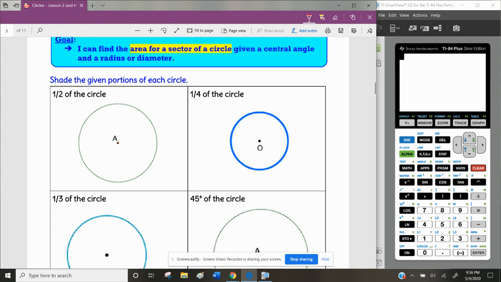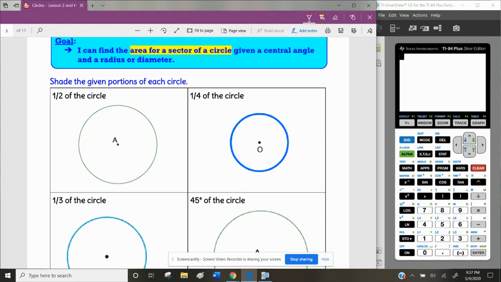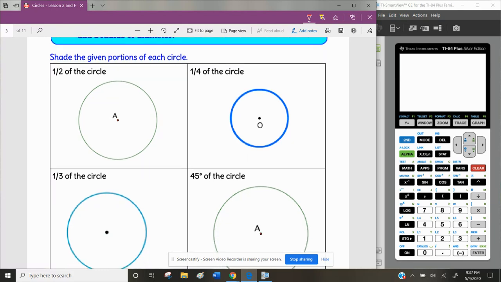So to introduce this topic, I want you to pause the video and see if you can shade the given portions of each of the circles. So do that on your own and then come back. If you don't have this picture, draw your own circle and see if you can shade half of it, a quarter of it, etc. All right, so we're going to shade half the circle.